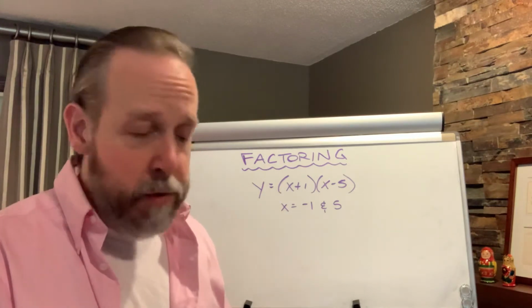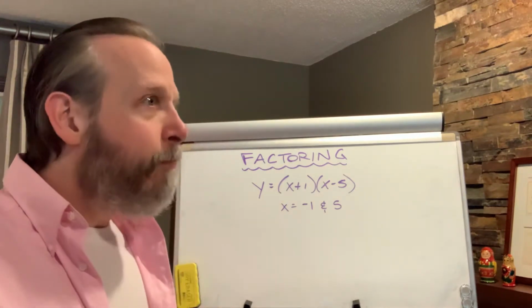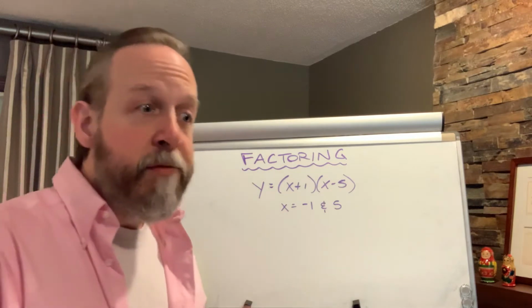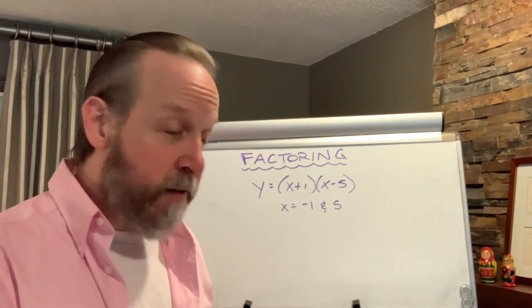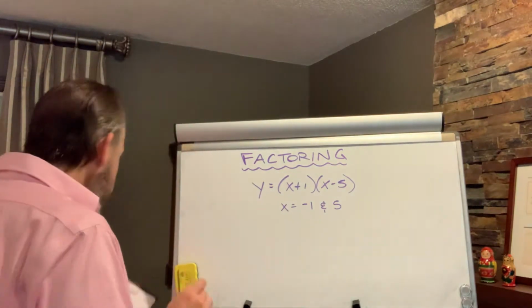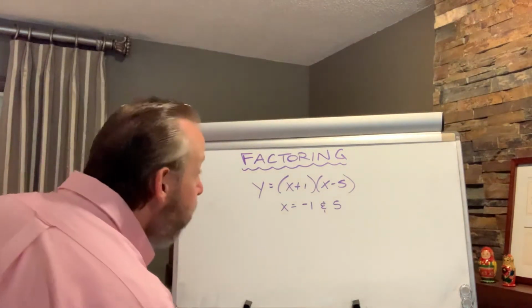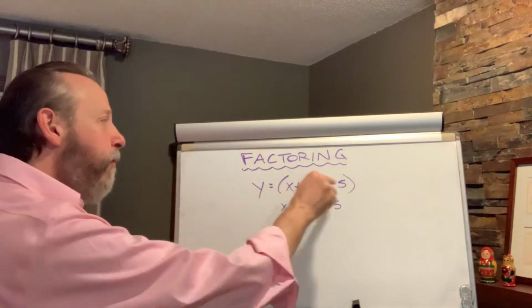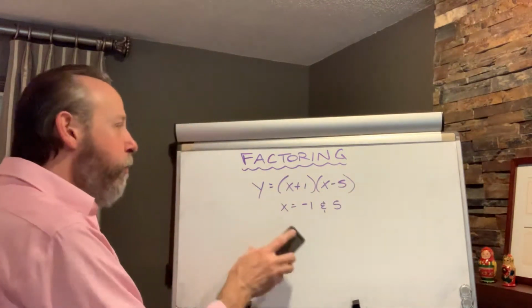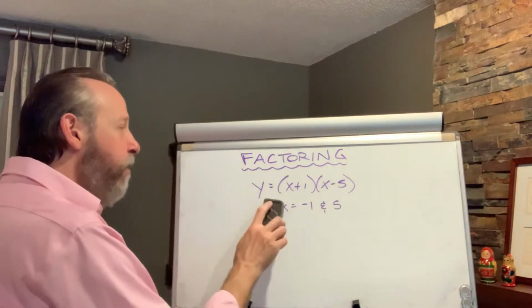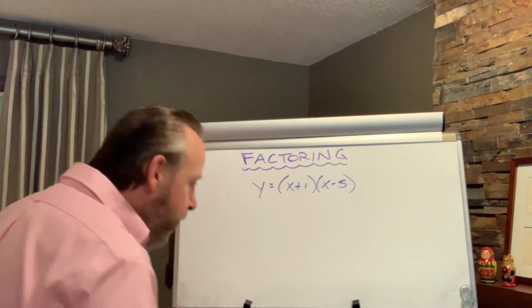And that's correct. But what if we don't have factored form? What if we don't have intercept form? Let's say we have, I don't know, the standard form if you were to FOIL this out. So let's just presume for a minute, we know the answer should be -1 and 5. It's fine. Let's say we didn't get this.